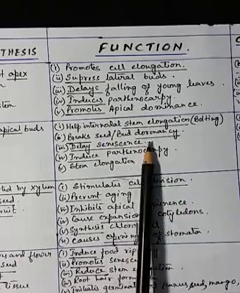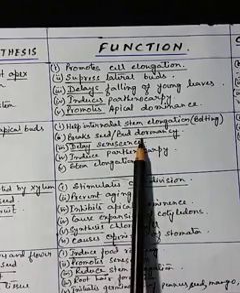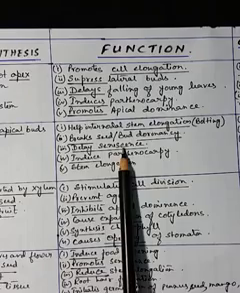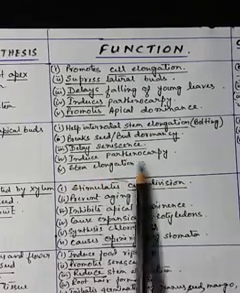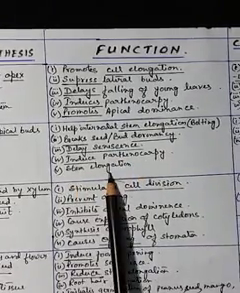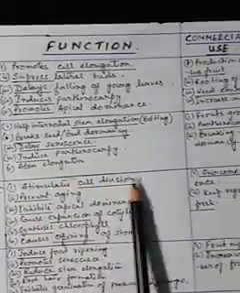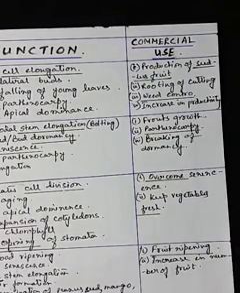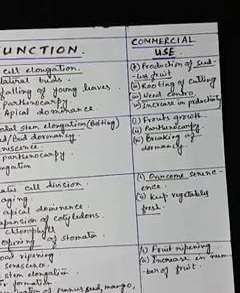They break the seed dormancy. They help to break the dormancy of the seed and the buds. They delay the senescence. Senescence means aging of the plant. They induce parthenocarpy and help in stem elongation. What are the economic uses? Generally it is used for parthenocarpy, to break the dormancy and for the growth of the fruit.